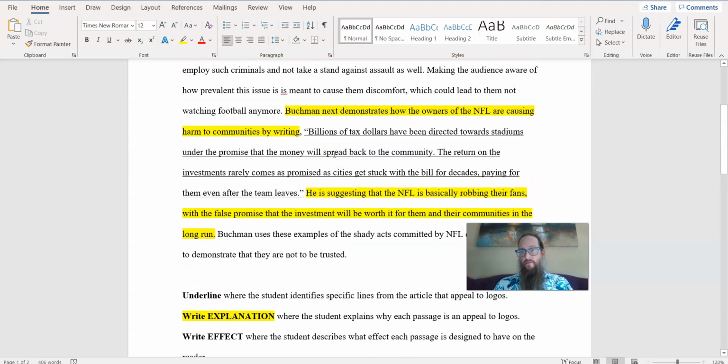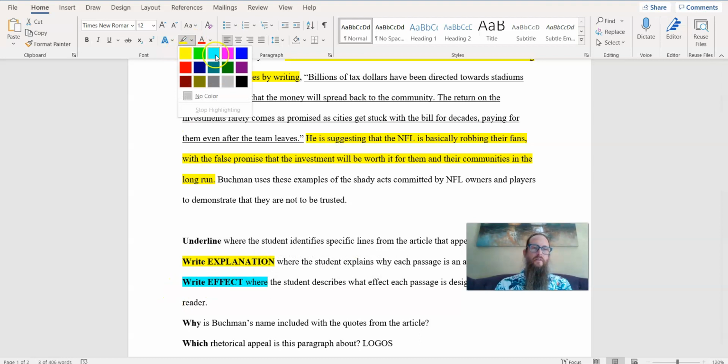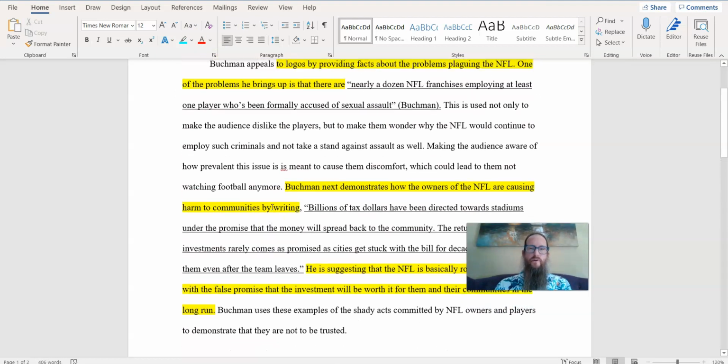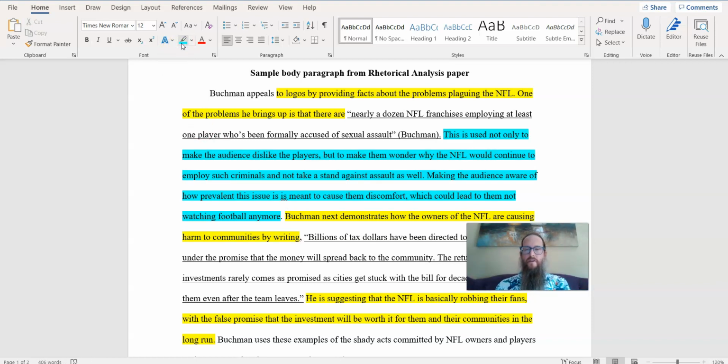So that's good, but there's even another step, right? And this is where it gets really interesting. If you're going to do analytical writing, you have to think about the relationship with the author and the audience, and you have to think about, why did the author put that passage there? What is its designed effect? And one of the reasons this is a great paragraph is the student takes great care to do that. So this is all about what is the designed effect.